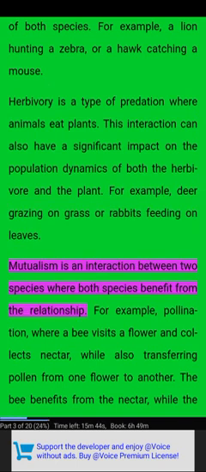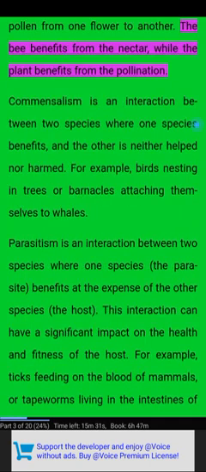Mutualism is an interaction between two species where both species benefit from the relationship. For example, pollination, where a bee visits a flower and collects nectar, while also transferring pollen from one flower to another. The bee benefits from the nectar, while the plant benefits from the pollination. Commensalism is an interaction between two species where one species benefits, and the other is neither helped nor harmed. For example, birds nesting in trees or barnacles attaching themselves to whales.